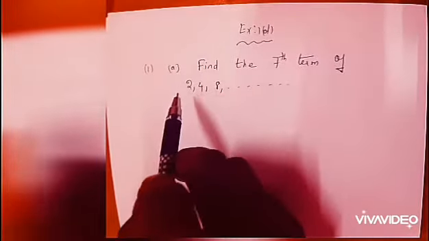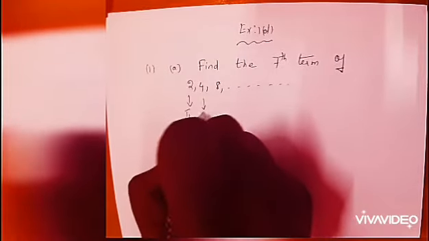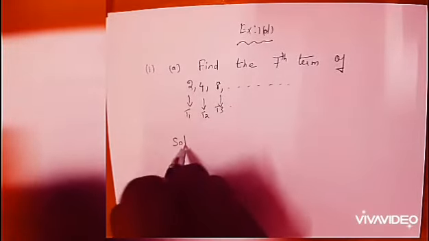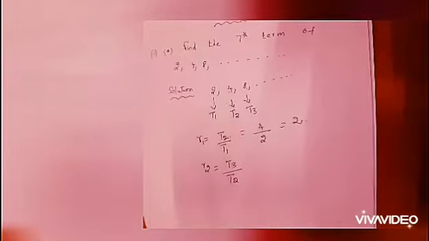First we'll check whether the sequence is AP or GP. So this is T1, T2 and T3, right students? I'm writing the solution. Write in steps, then only it will be easy.